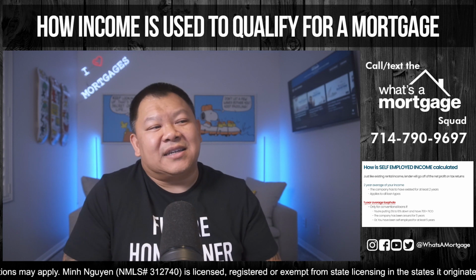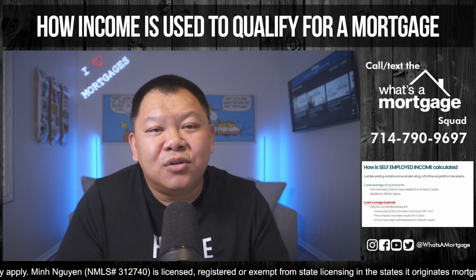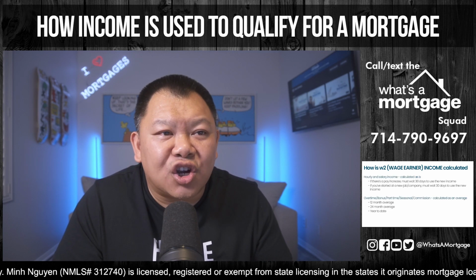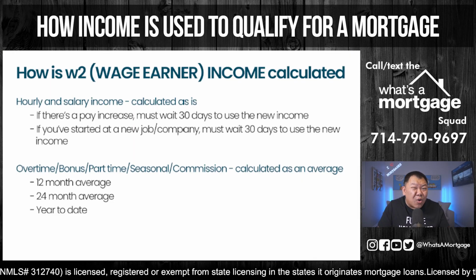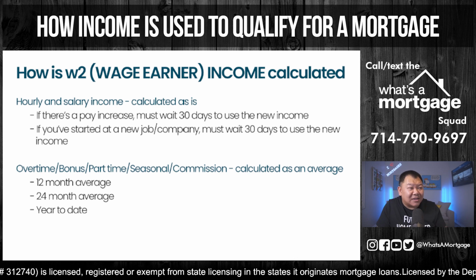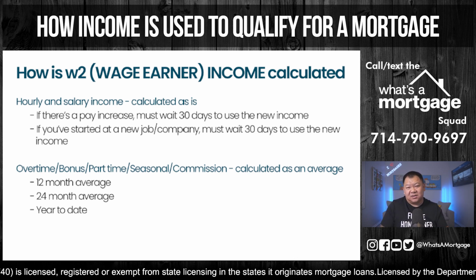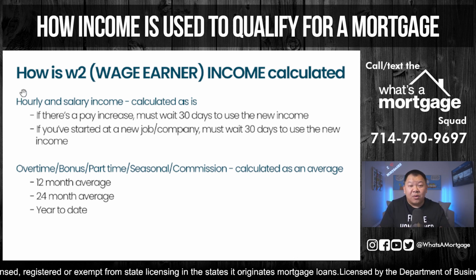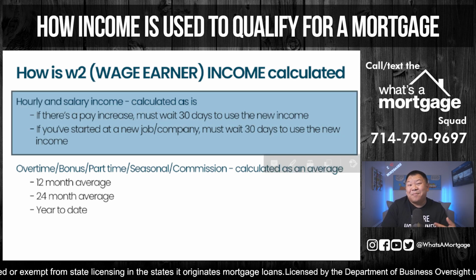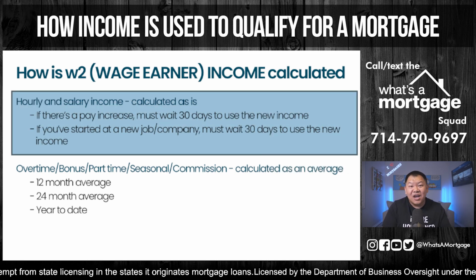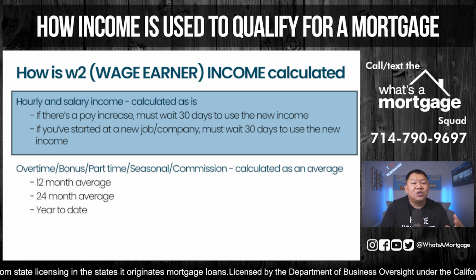Now, last but not least, our favorite, our most popular, W-2 income, wage earner income. If you're a W-2 and you're hourly or salary, there are different types of W-2, right? Let's go off of hourly or salary first. They're going to give you as is. So if you make X amount, they're not going to average it out for 2 years. Let's say you make X amount and all of a sudden you get a pay increase. After 30 days, you can use the higher base to qualify.